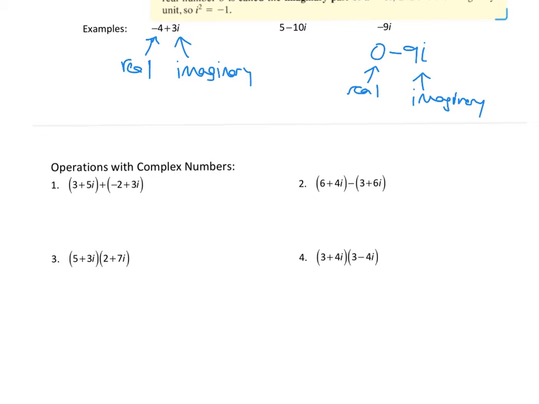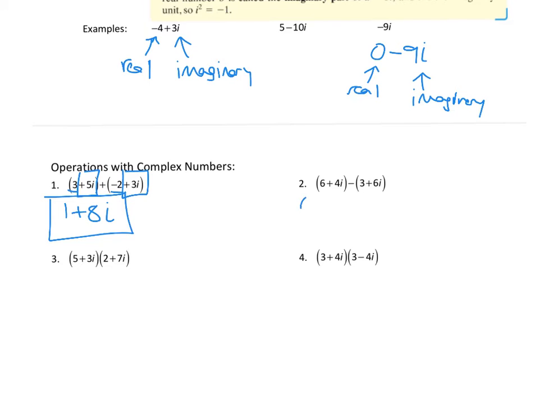So the next part is doing operations with imaginary numbers, and we handle them the same way we handle other expressions. So I can add the real parts together. In this case, 3 plus negative 2 would be 1, and then I can add the imaginary parts together. Positive 5i plus 3i would make 8i.